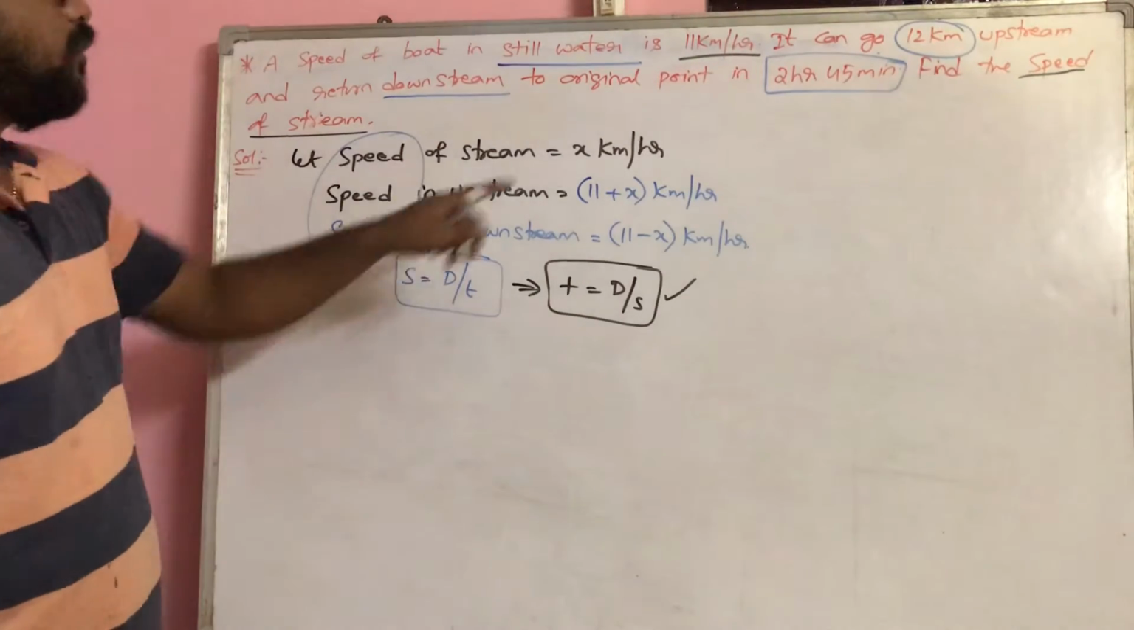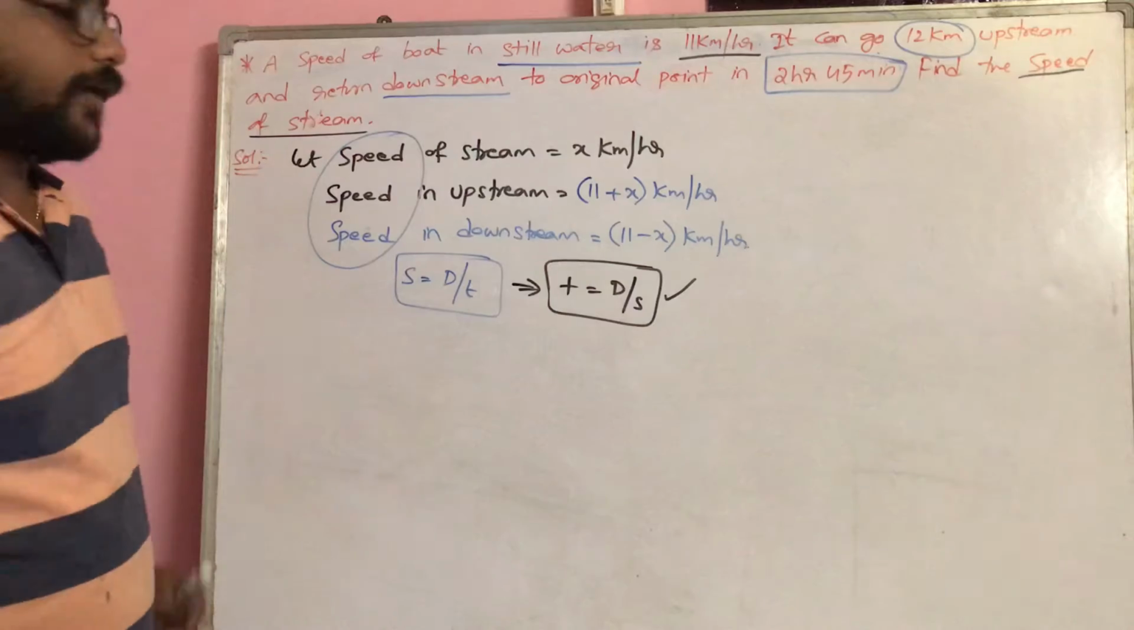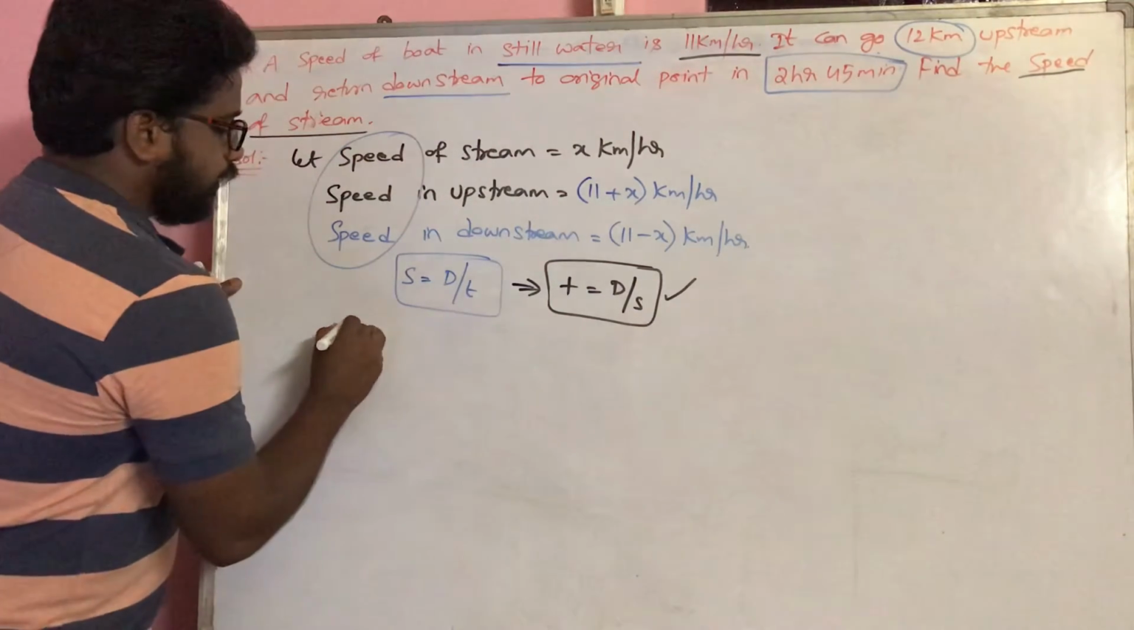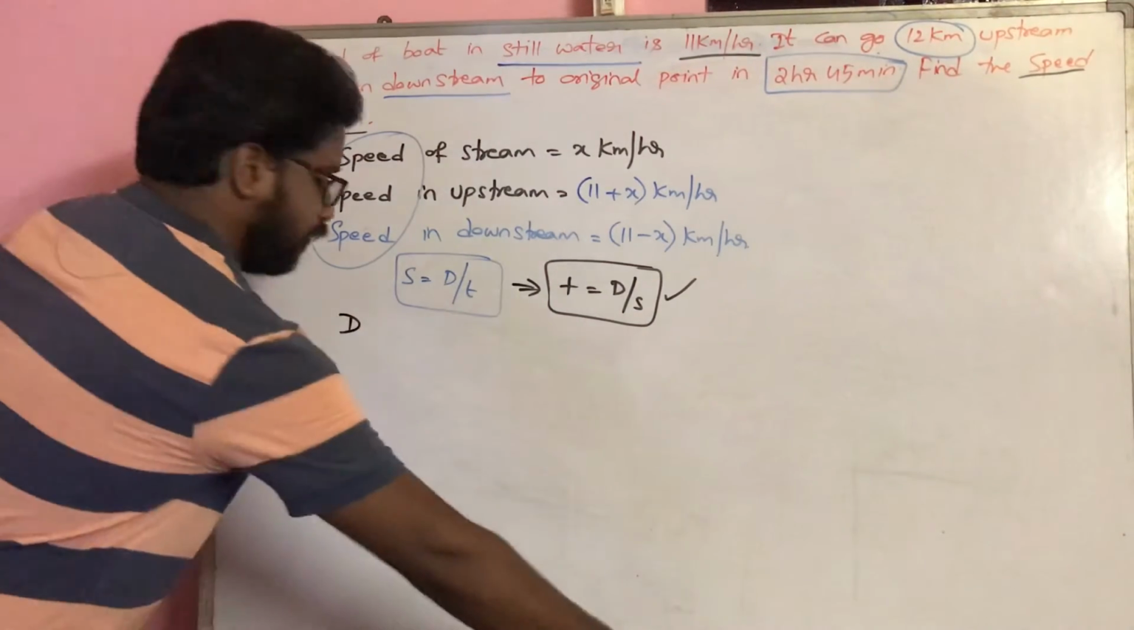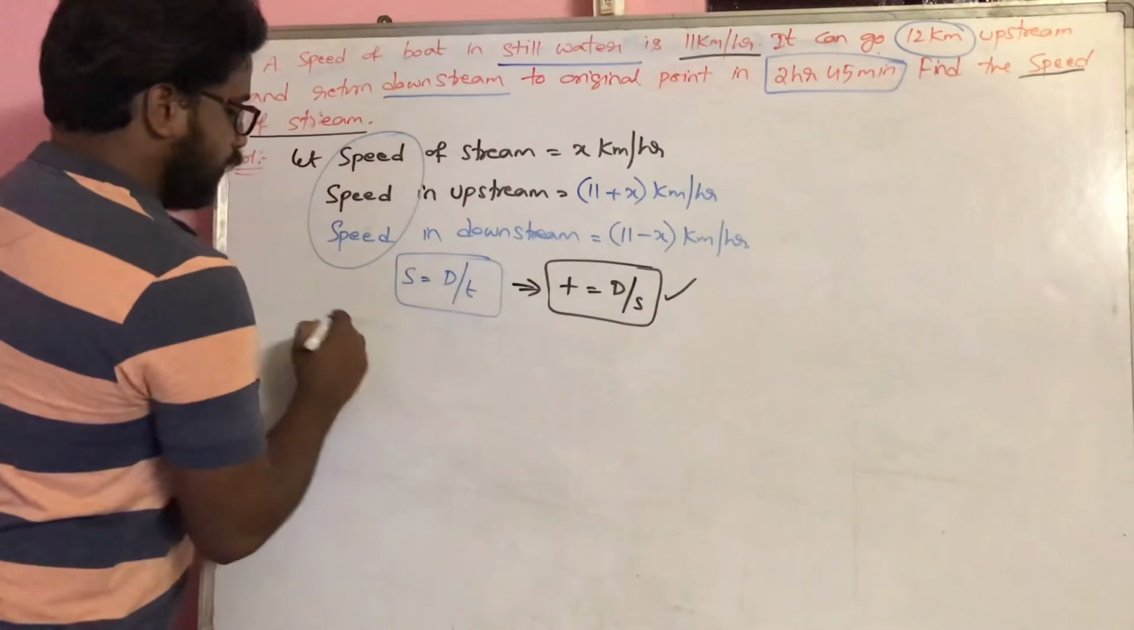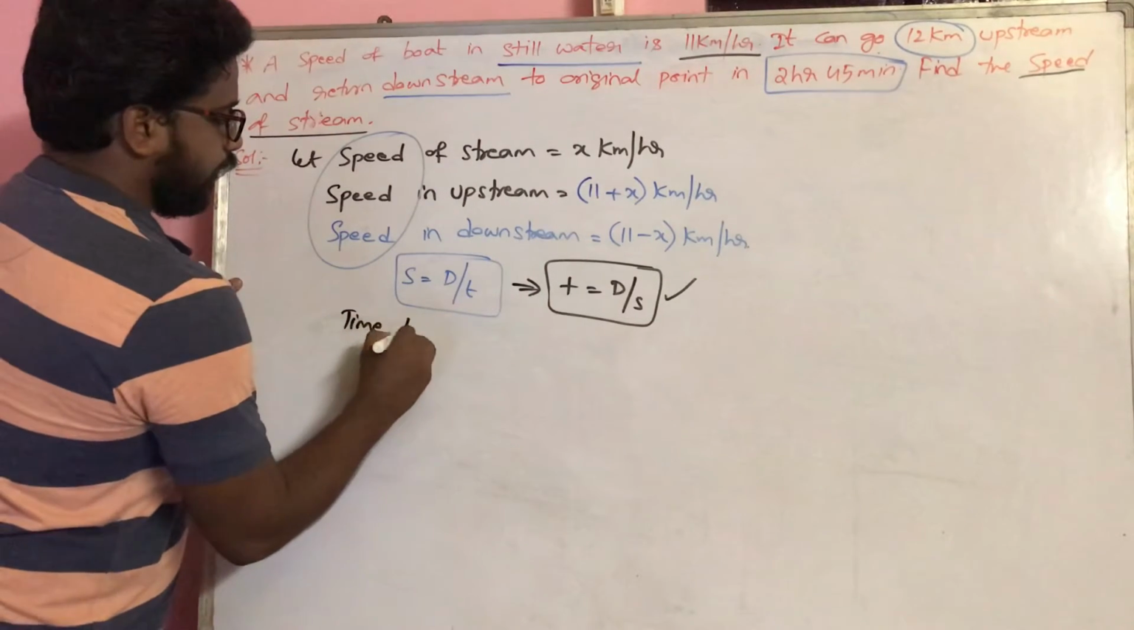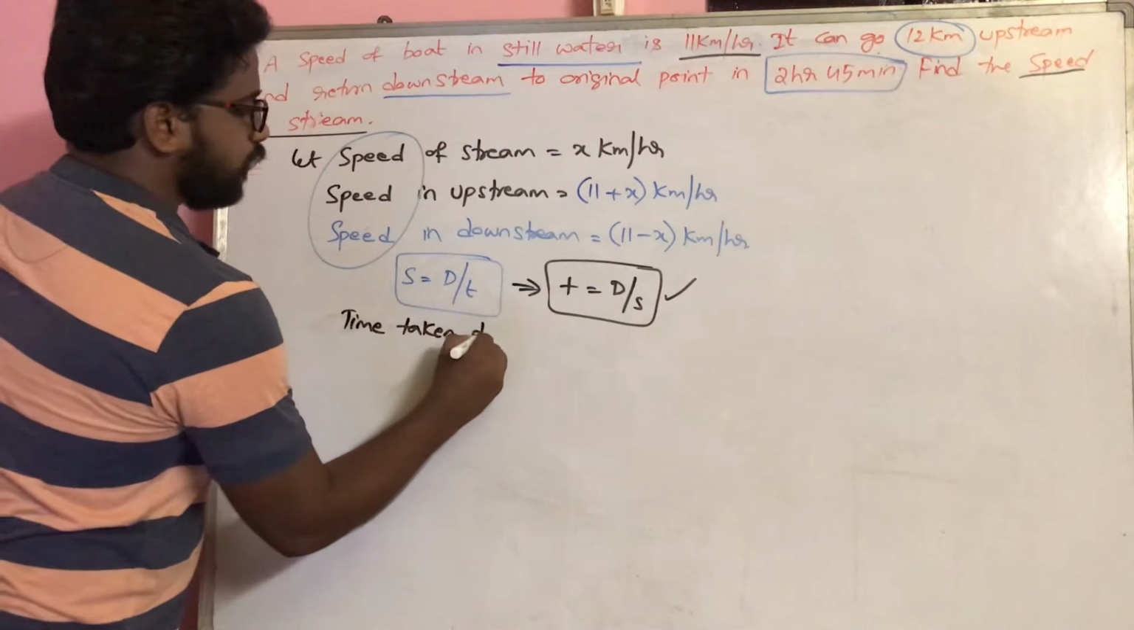Now see here, the total distance that they are traveling is 12 kilometers. So distance, time taken during the upstream.